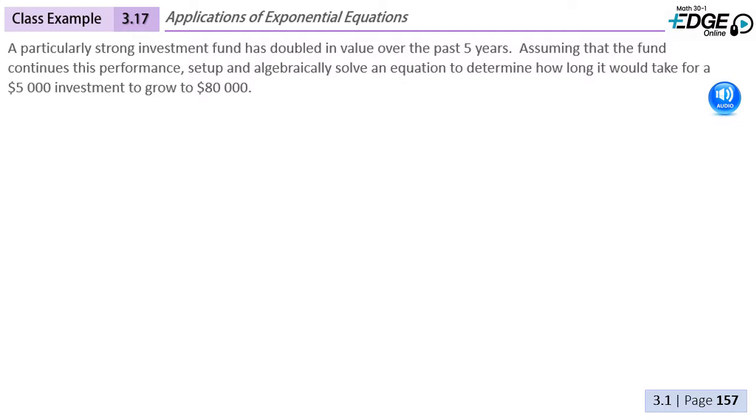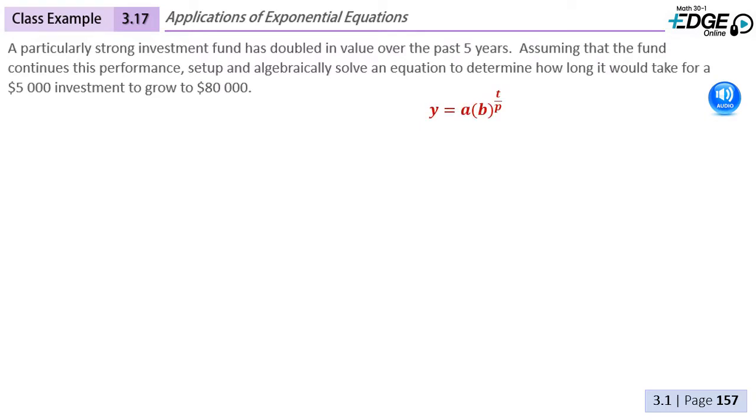Now, I'll point out that this is actually a problem you could solve using just your fingers. If it takes 5 years for 5,000 to double, that means in 5 years it goes from 5,000 to 10,000. And then 5 years later would go from 10 to 20,000. And 5 years later would go from 20 to 40, and then from 40 to 80. That is 4 periods of 5 years. So I bet you the answer is going to be 20 years. Let's see how we can do this with an algebraic equation.